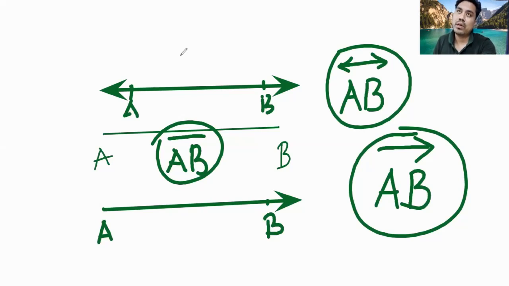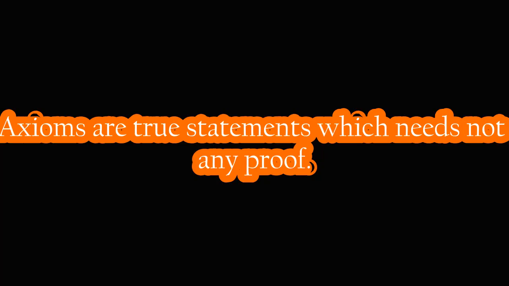But if I say the sun rises from the east, is it a true statement? Yes. So if a particular statement is true and does not require any proof, it is a universal truth, and those types of statements are known as axioms. Many axioms are there in the branch of mathematics. We'll get them in class 9 also, and in class 10 also. Here we are getting the definition of axiom. Axioms are true statements which do not need any proof.